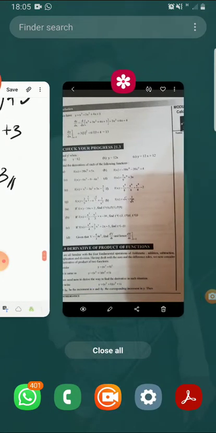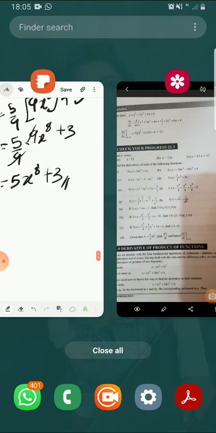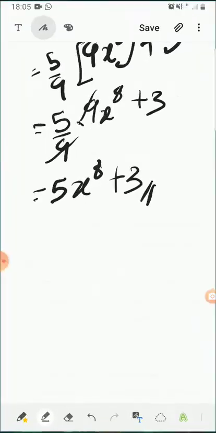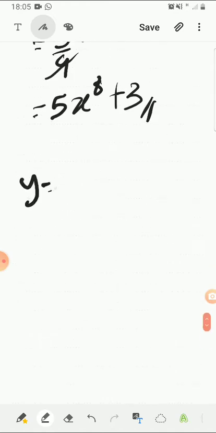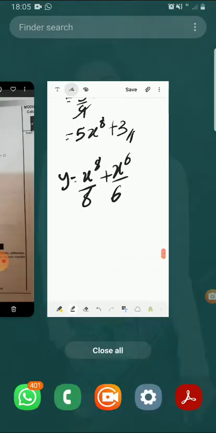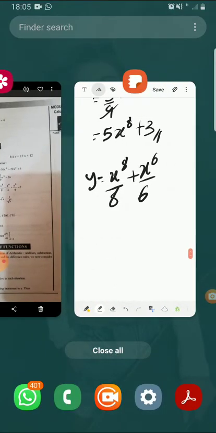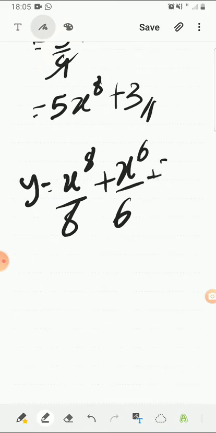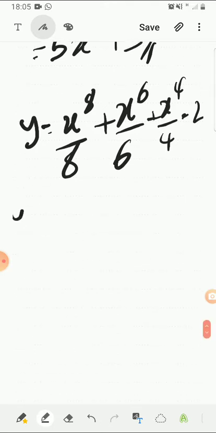Okay, number E is easy. Let's do number F. x raised to the power of 8 over 8, plus x raised to the power of 6 over 6, plus x to the power of 4 over 4, minus 2. Alright.